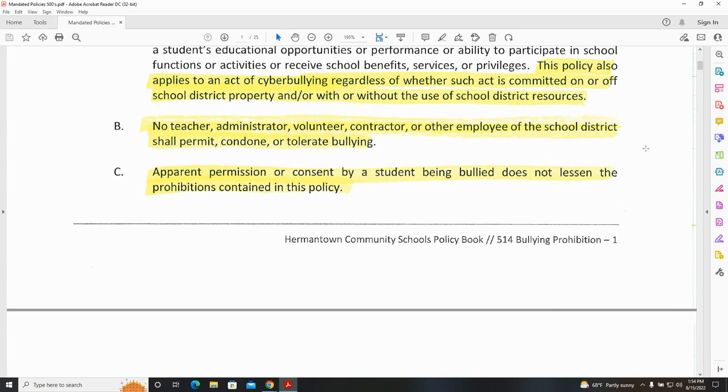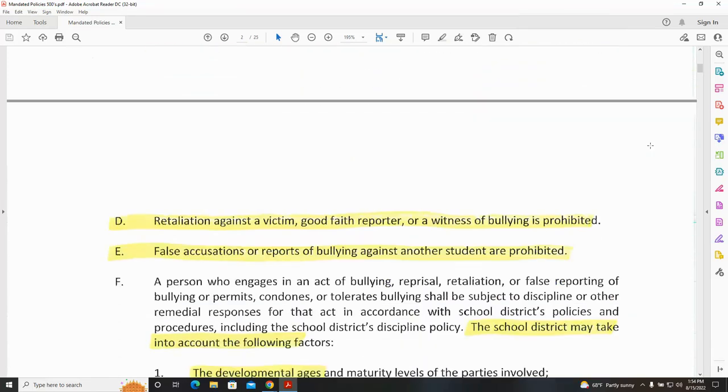No teacher, administrator, volunteer, contractor, or other employee of the school district shall permit, condone, or tolerate bullying. And an apparent permission or consent by a student being bullied does not lessen the prohibitions contained in this policy. So sometimes we run into that scenario where it looks like one student is clearly bullying another. The perceived victim says, no, no, no, it's okay. That doesn't mean that it is okay. It's up to us at times to have that judgment that the behavior is not appropriate or not allowed.